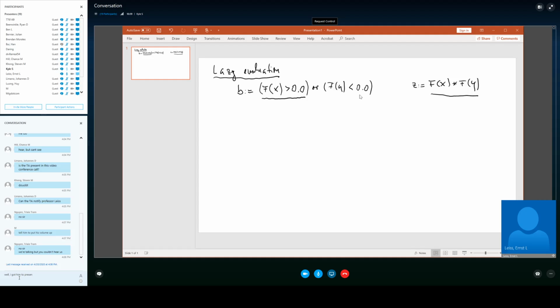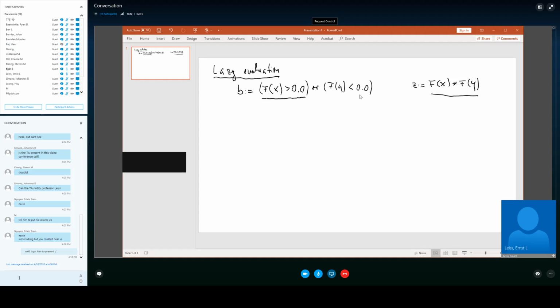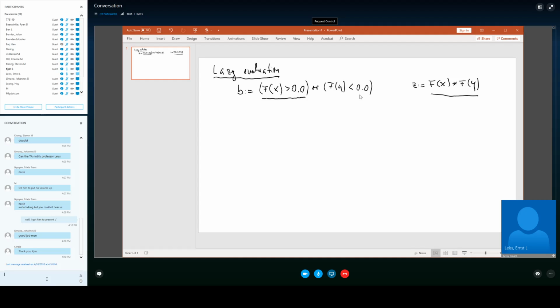So if your compiler does that kind of thing, then I cannot necessarily expect that in this case you might get 4 lines of output, because it may do the first half of the expression, determine that f of x is greater than 0, and then conclude that b is true without consulting the next portion, the f of y.